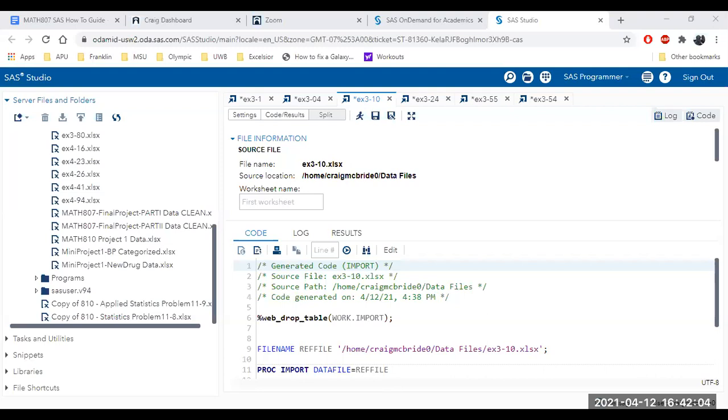can you guys see my Excel, or are you only seeing the web page? Just SAS. Okay. Try a different share.